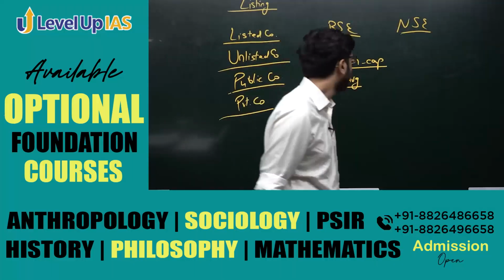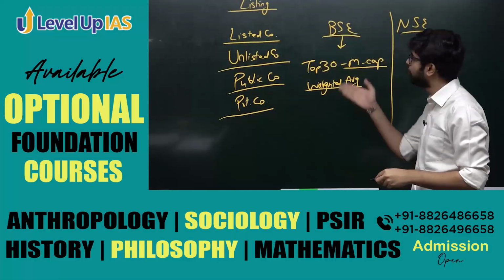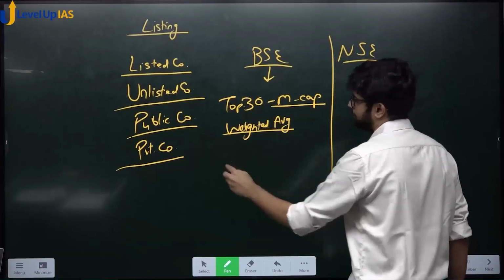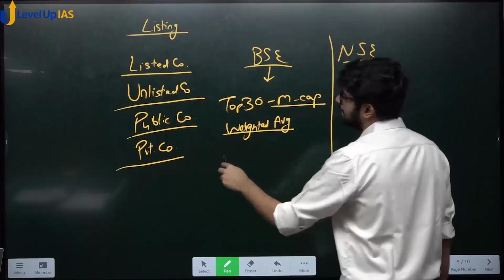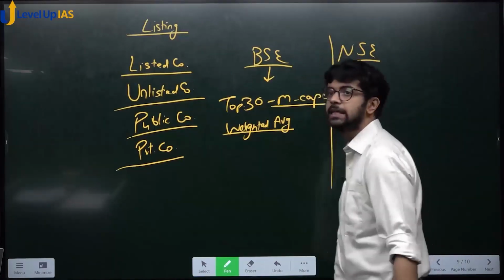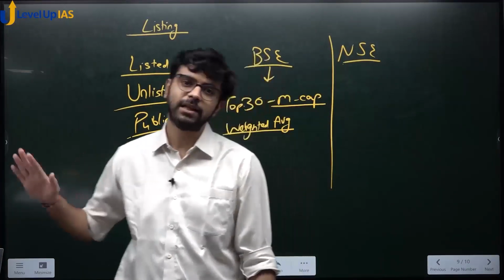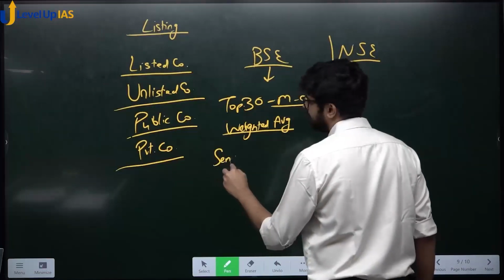Yes or no? Now, when we talk about BSE, this weighted average is done for how many? Top 30 companies. Now, taking this top 30 companies weighted average, can I say that this index will show the sensitivity of the market, how much it is going up, how much it is coming down? Yes. So this weighted average is called sensitivity index.